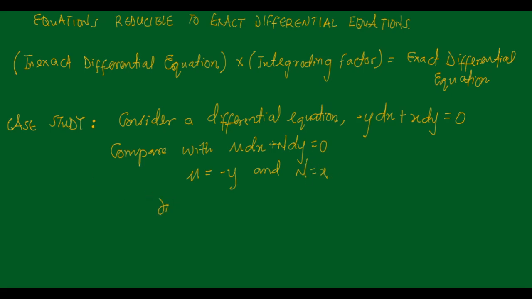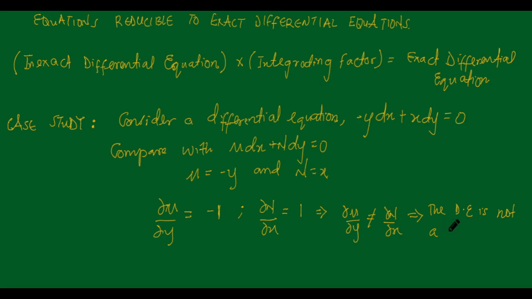So we can evaluate the partial derivative of M with respect to y. By doing that, we have our result as minus 1. And on evaluating the partial derivative of N with respect to x, we have our result as 1. So this shows that our dM/dy is not equal to our dN/dx. So this confirms that the differential equation is not an exact differential equation. Or we could just say the differential equation is not exact.